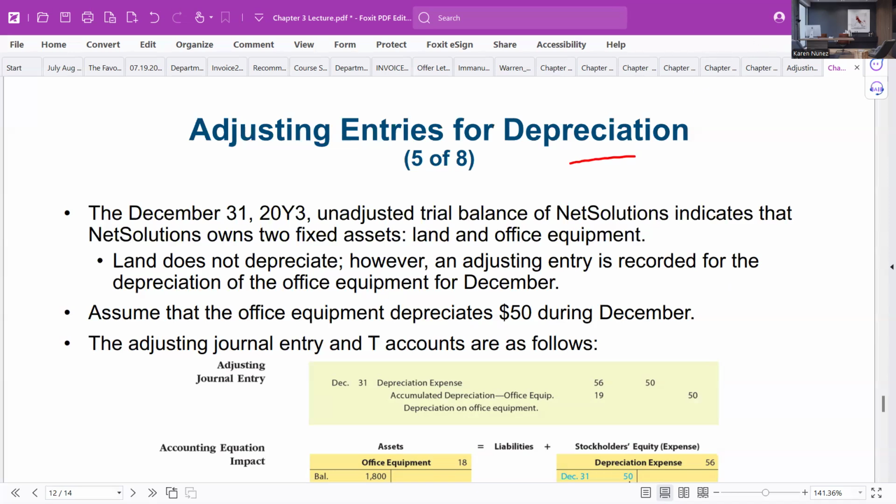Well, what is that? Well, when we buy assets, these assets that are called fixed assets or assets that have a life beyond a year, well, what happens is because those assets benefit multiple periods, we take the cost of that asset and we put it in an asset account, a long-term asset account. And good examples of these fixed assets are something like land and office equipment, right? Those are fixed assets, right? So those fixed assets go into a long-term account.